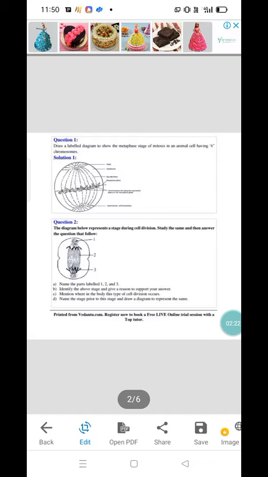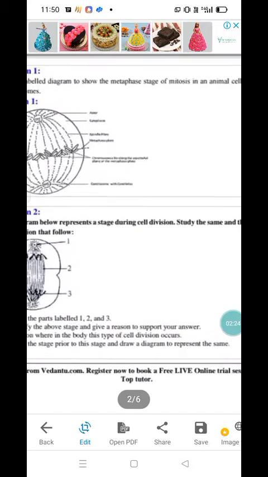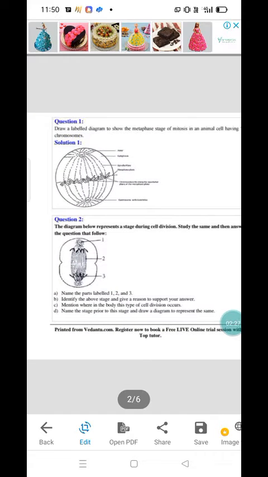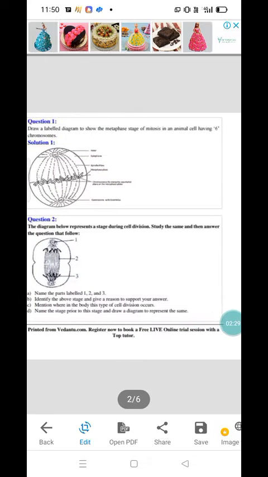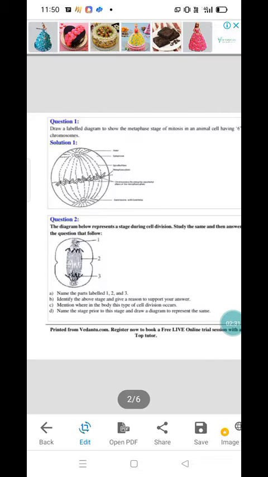Question 2 of this part shows the diagram of a stage of cell division. You have to study the structure and answer the questions similarly. First, parts 1, 2 and 3 you have to label. Next, you have to identify the stage and also give the reason why you have named the stage. Mention where in the body this type of cell division occurs, and you also have to name the stage prior to this.